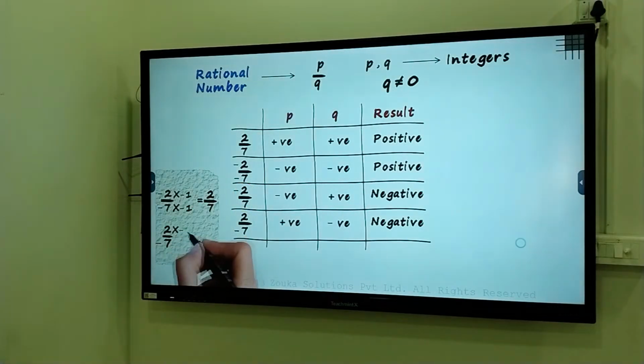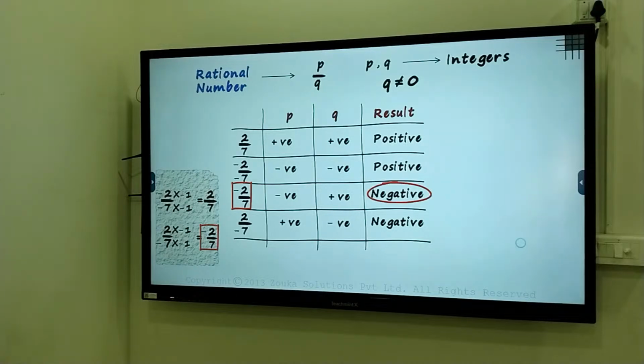Let's multiply the numerator and the denominator by minus 1. In the numerator, we get a minus 2, and in the denominator, a product of two negative numbers gives us a positive number. We get the third rational number, which is also negative. Remember, if any one of the numerator or the denominator is negative, the rational number is negative. If both are positive or both are negative, then the rational number is positive.